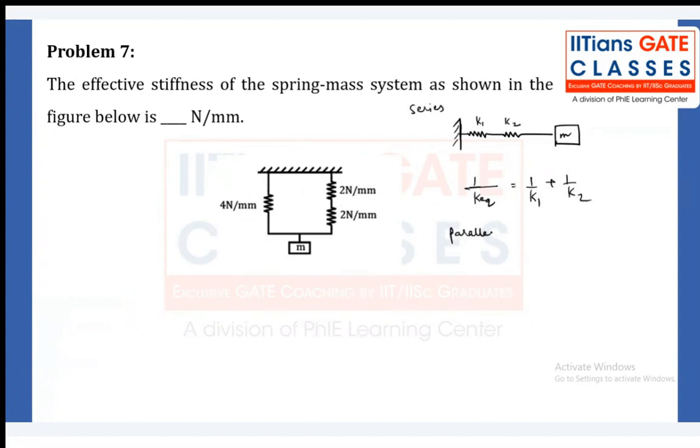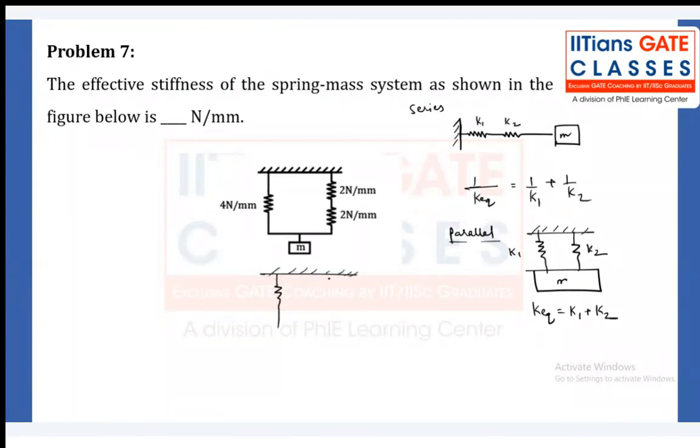Whenever the springs are connected in parallel, let's suppose two springs are connected in parallel combination, then what is the K equivalent? It is K1 plus K2. If you apply the same concept in this particular problem, let's say this is spring number 1, spring number 2, spring number 3. Spring number 2 and 3 are connected in series combination. So first of all I'm going to convert them to K equivalent 1, and this is 4 Newton per mm. What is the K equivalent 1?